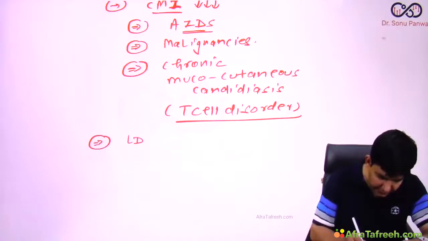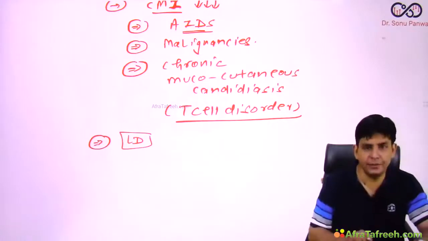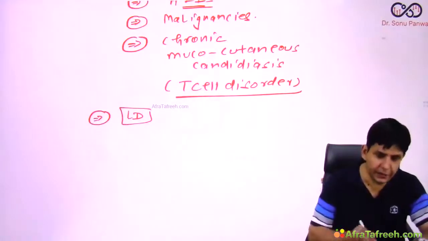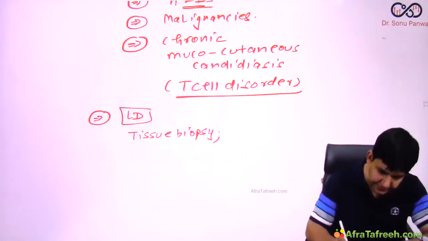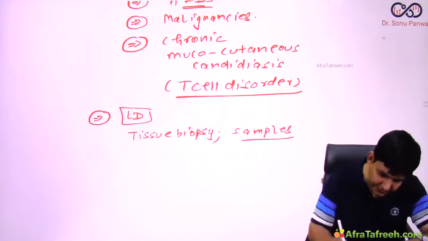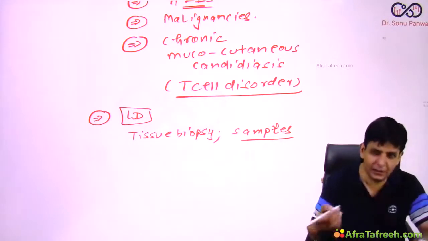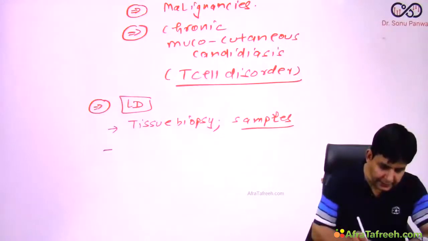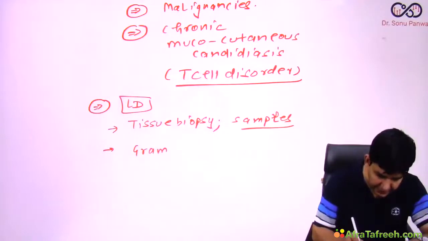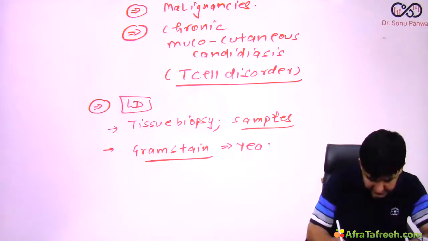Besides this, how do we go for the lab diagnosis? Okay, suppose you have any infection, you can take the tissue biopsy from there, or you can take samples, which can be anything like pus, urine, sputum, all those samples you can take, and you can do the gram stain. In the gram stain you can find the yeast cells and all.